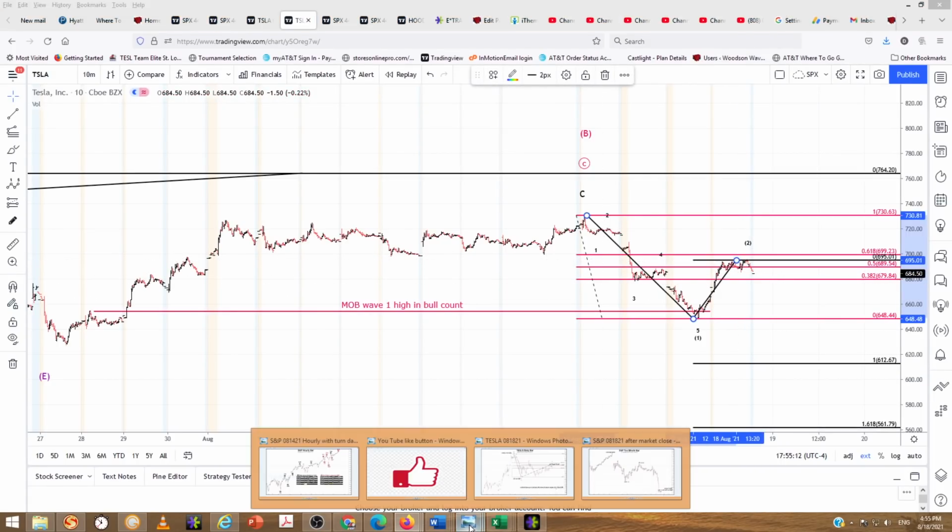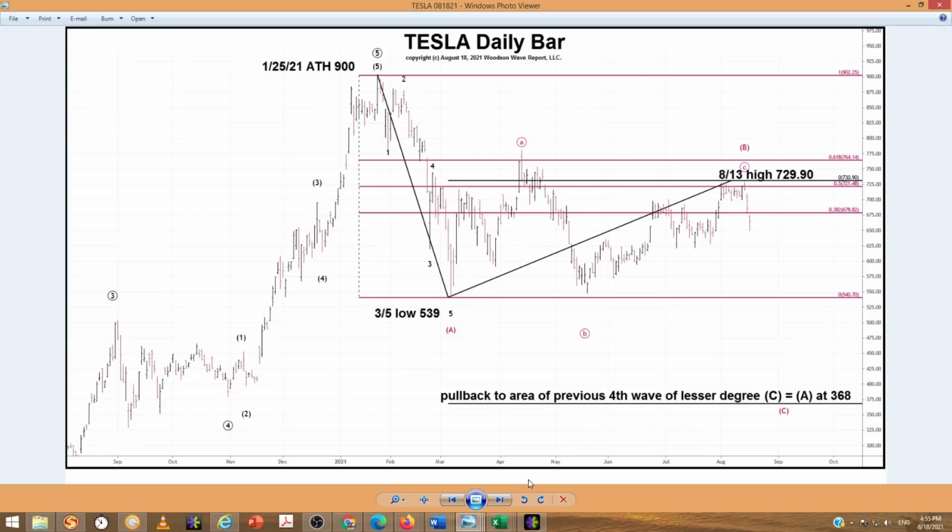Let me see if I have that Tesla pick here. Yeah, here we go, where we had that at 729.90. Okay, this went out today. I think it was this morning. You can see 5 waves down for A, B, C for the larger wave B in parentheses. C down here. C gains equality with A at 368.